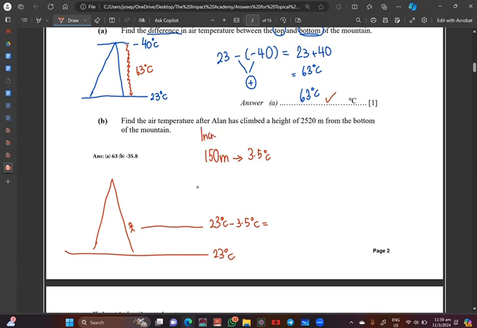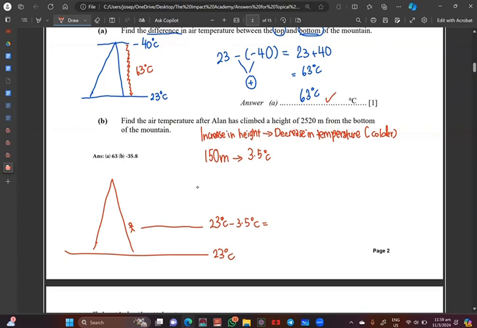So increase in height, this is something that you must understand. Increase in height, I will get a decrease in temperature, because it gets colder. I say that again: increase in height, decrease in temperature. It gets colder. Do you understand this or you don't understand?